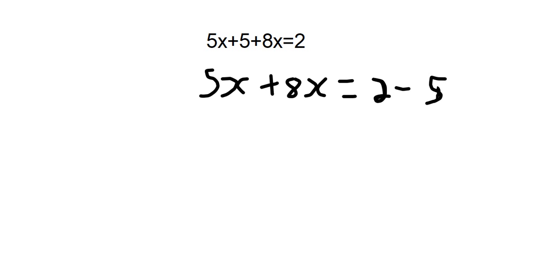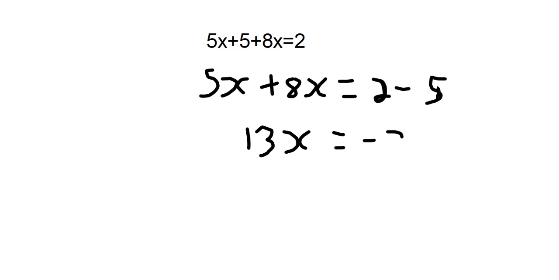Now I'm going to combine my x's. 5x's plus 8x's. Think of this as 5 of anything plus 8 of that same anything. 5 plus 8 is 13. So on the left, I've got 13 x's. On the right, I've got 2 minus 5. Now, if you take 2 steps forward and 5 steps back, you end up 3 steps back of where you started. So that's a minus 3.